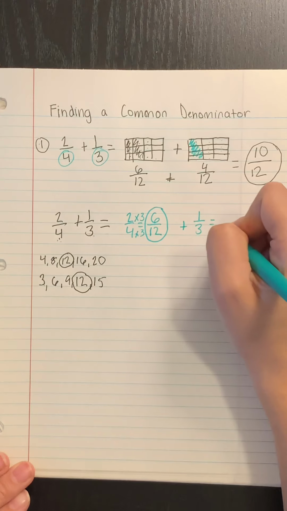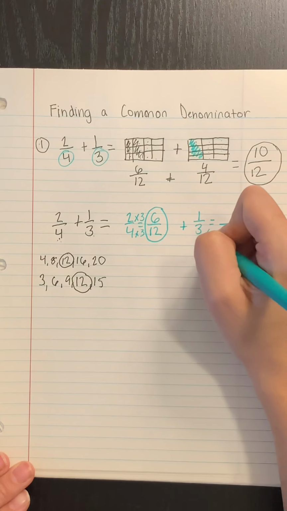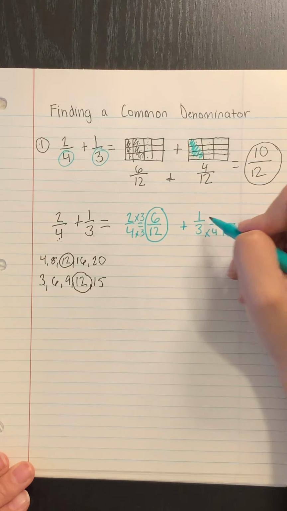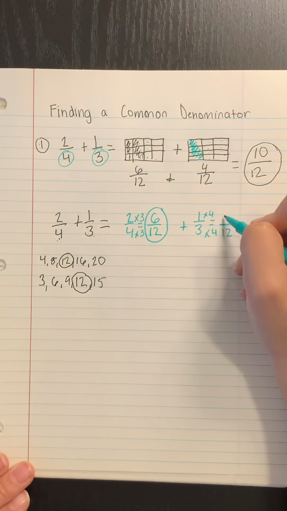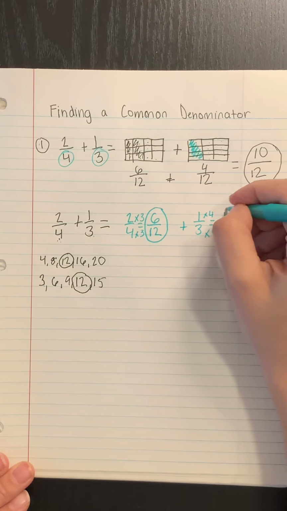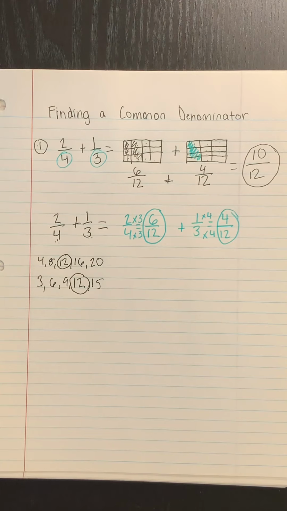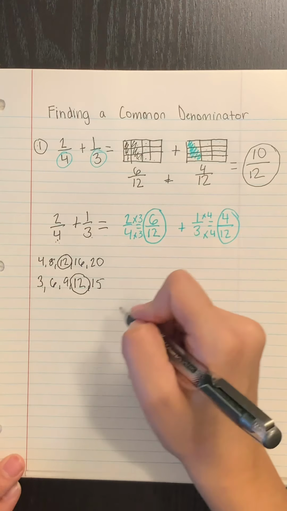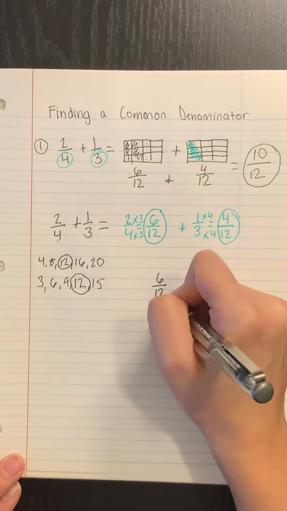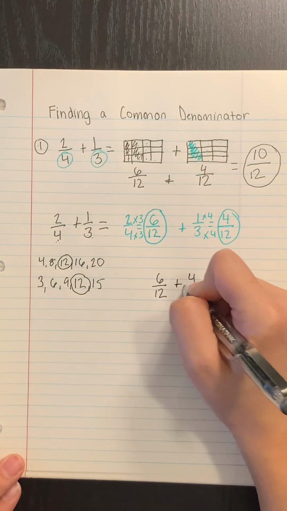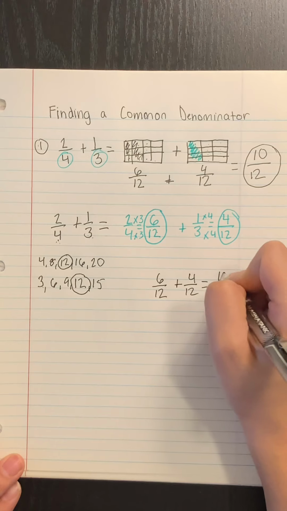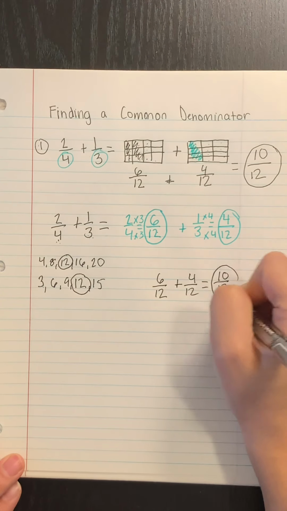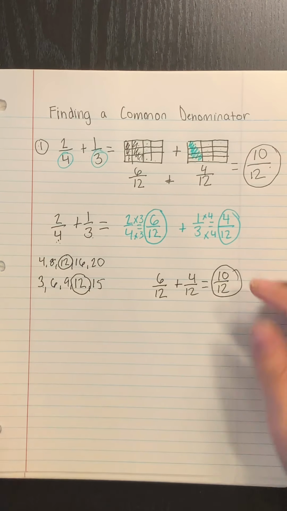Plus 1/3 equals how many 12ths? 3 times 4 equals 12. So the numerator, 1 times 4 is 4. And there's my 2 new fractions. So now I use these 2 circled fractions to rewrite the problem. 6/12 plus 4/12 equals 10/12. And there's my answer. It's exactly the same as the one on top.